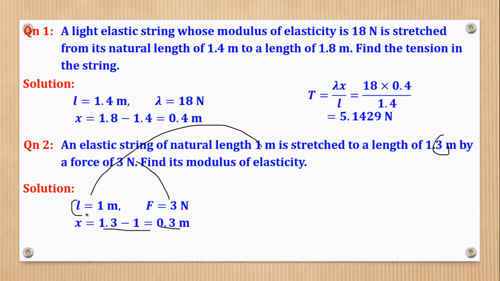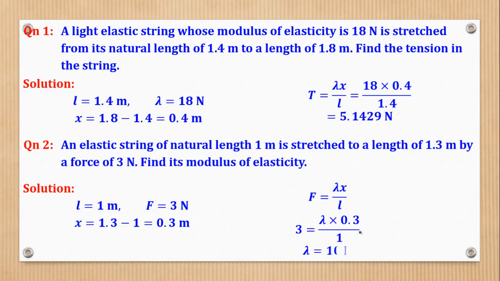And now that we have L, X, and F, which is tension, we can easily get the modulus of elasticity. So come and substitute for F, for X, and for L. Then look for a way of making lambda the subject. It will be 10 newtons.